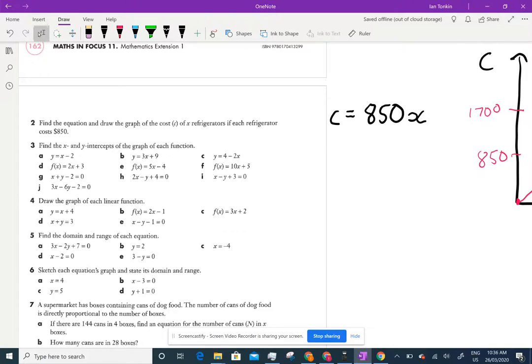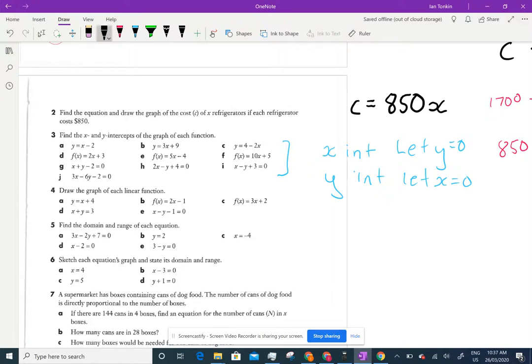Find the x and y intercepts. So to find the x and y intercepts, if they're in the y-intercept form, it's really easy to find the y-intercept, but to find the x-intercept, you let y equals 0, and to find the y-intercept, you let x equals 0. So I'm only going to do a couple of these.